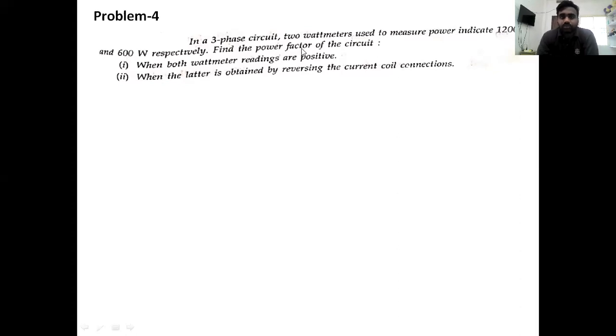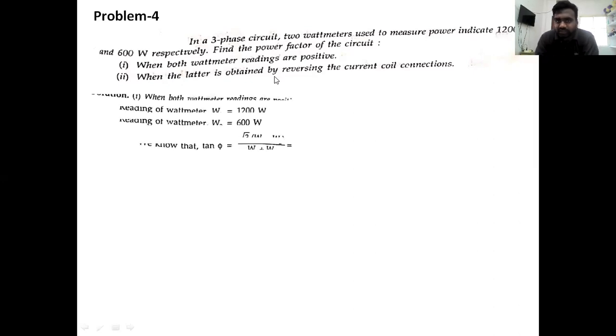So we need to find out the power factor of the circuit when both wattmeters are reading positive. That means 1200 is positive and 600 is positive. So what happens when the current coil connection is reversed? If the current coil connection is reversed, one of the readings will definitely become negative. We will see what happens in the calculation part. So this is the given data we got. W1 is equal to 1200 kilowatts, W2 is equal to 600 kilowatts.